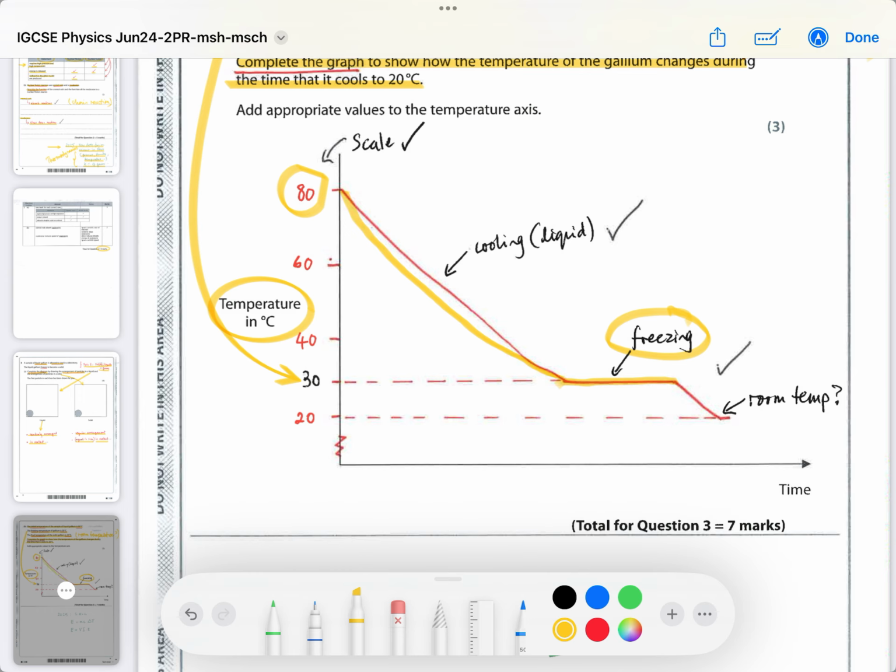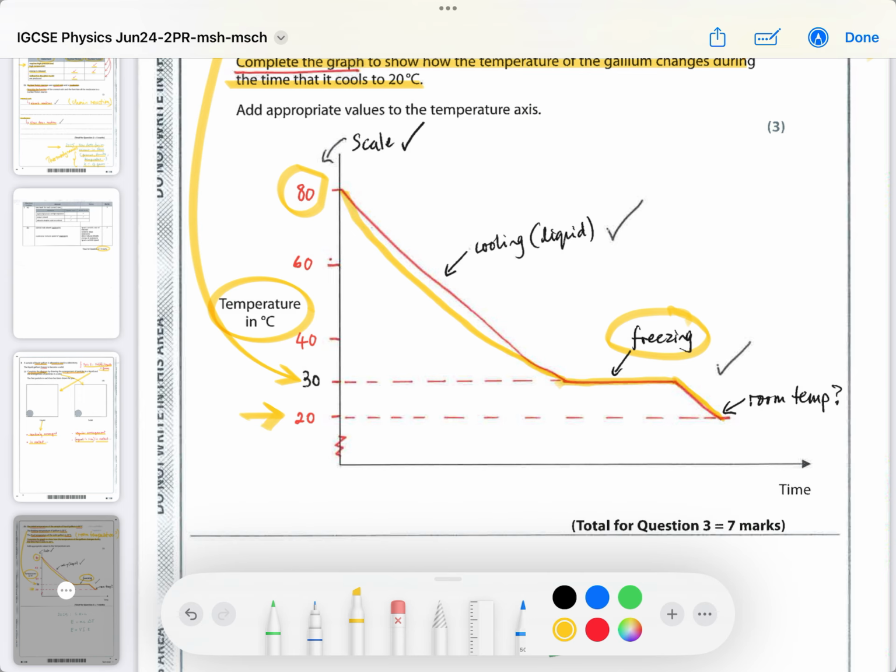Now normally it will be a curve because obviously the greater the temperature difference, the faster the rate of cooling. Okay? So I've kind of drawn a half curve, half straight line. Yeah, it's probably not very well. And then afterwards, it's going to be more of a straight line because the temperature difference isn't very high between 30 and 20.